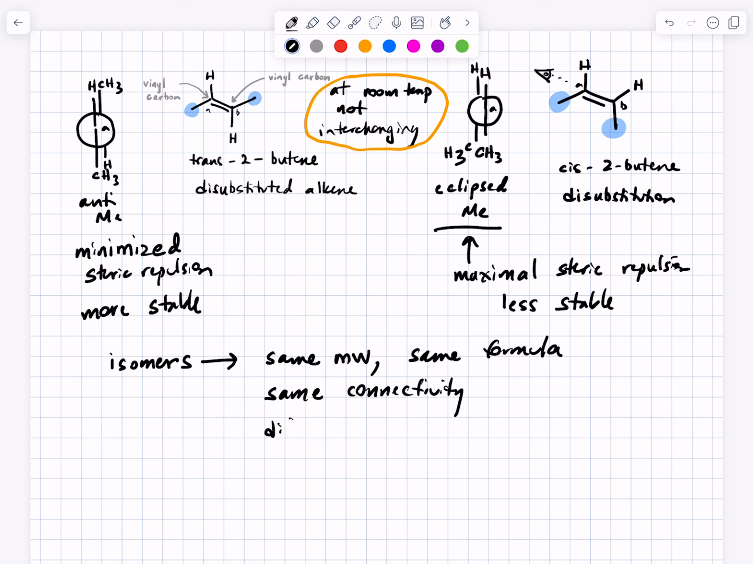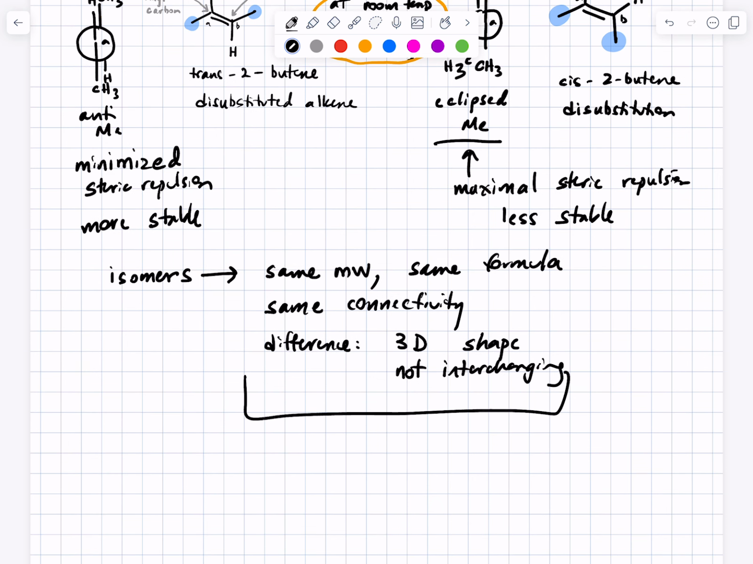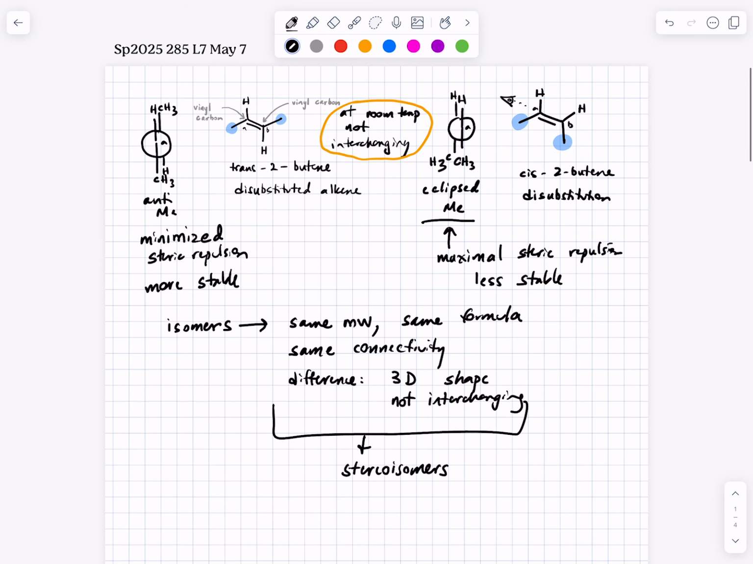The difference is in their 3-dimensional shape. And the two 3-dimensional shapes are not interchanging. So we're going to have a new term for isomers that have the same molecular weight, same molecular formula, same connectivity, but different 3-dimensional shape. We're going to call those stereoisomers.